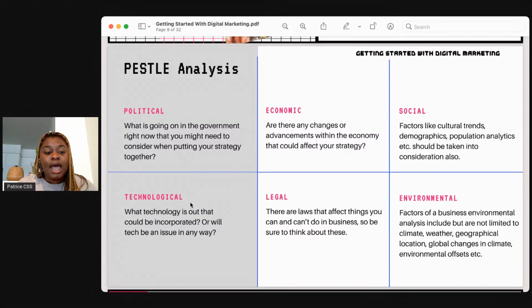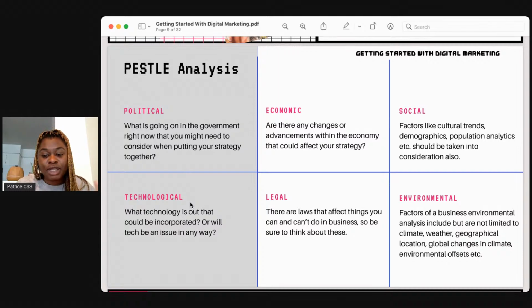Consider this. L stands for legal. There are laws that affect the things that you can and cannot do in business, so be sure to think about these things. Copyright law, usage rights. What do you need to think about legally with your business before putting anything out there? Can you just use any random images that you found on Google? Do these images need to be cleared? You see what I'm saying?